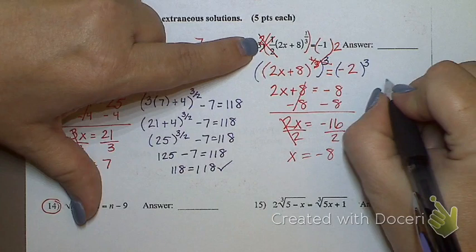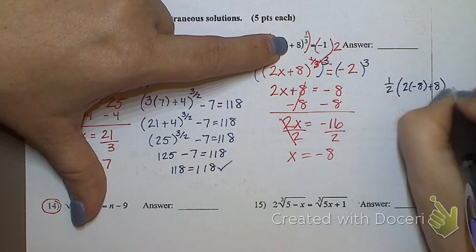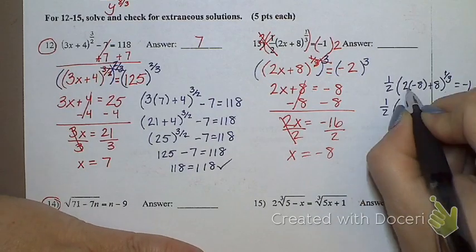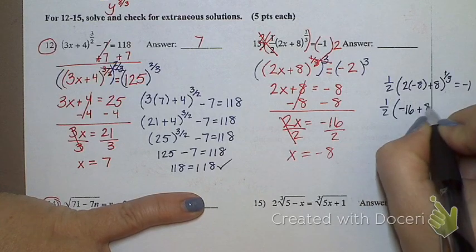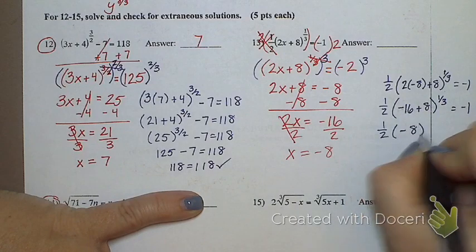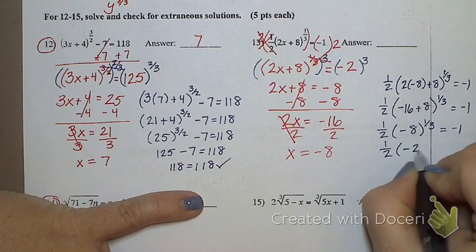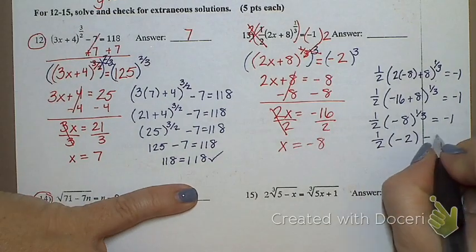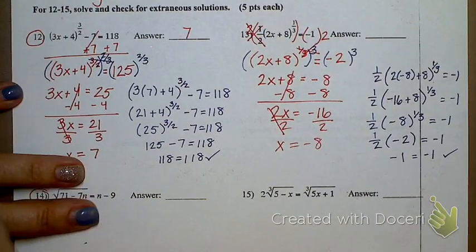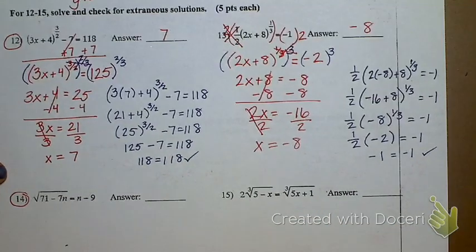Can I check my answer if I want to? Sure, let's do it. 1/2 times 2 times -8 plus 8. I want to know if that to the 1/3 power equals -1. Let's see. 2 times -8 would be -16 plus 8. So -16 plus 8 is -8. What is -8 to the 1/3? That's the cube root of -8, which is -2. 1/2 times -2 is -1. So if you have the time to check it, go ahead and check it. My answer is -8. Okay. Any questions there?